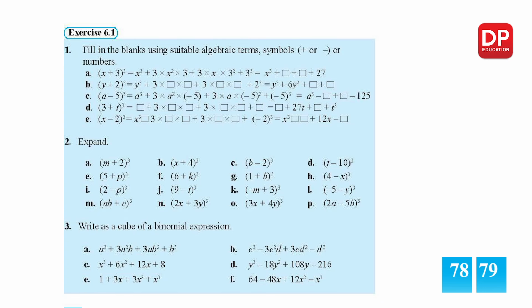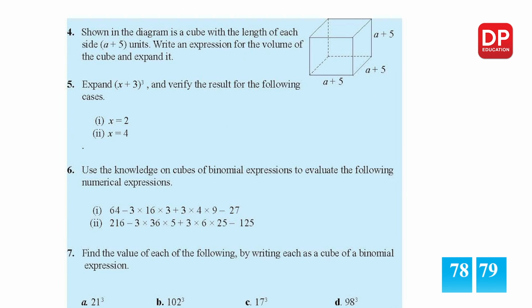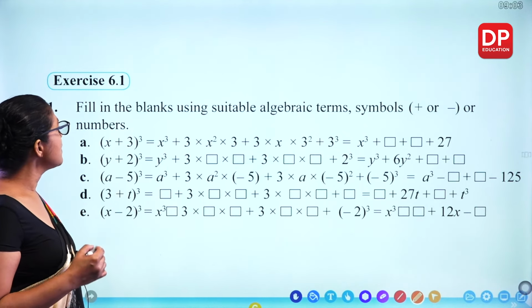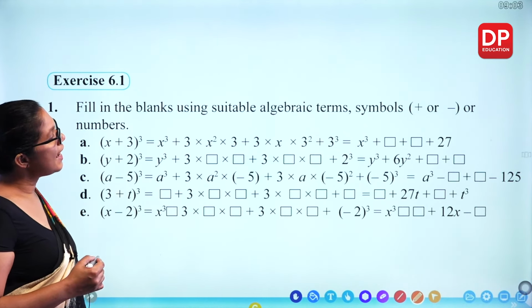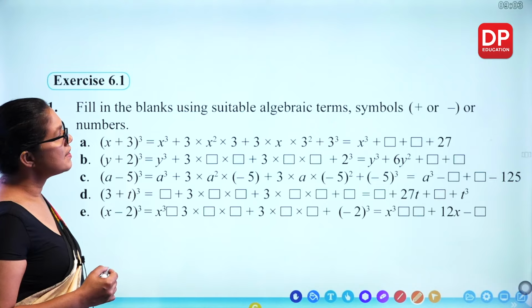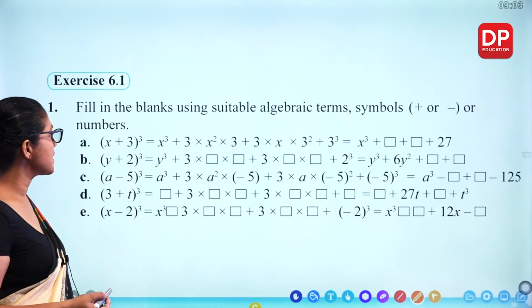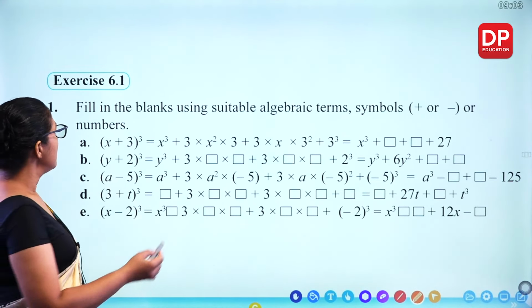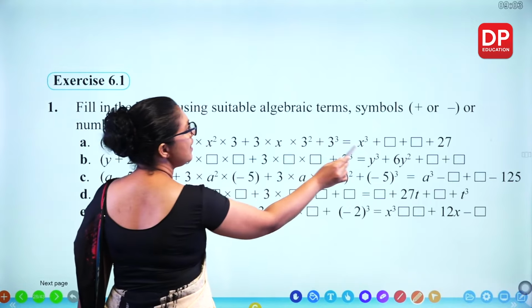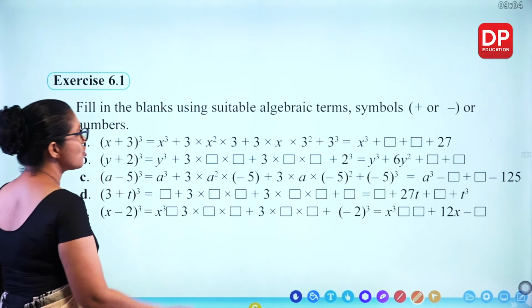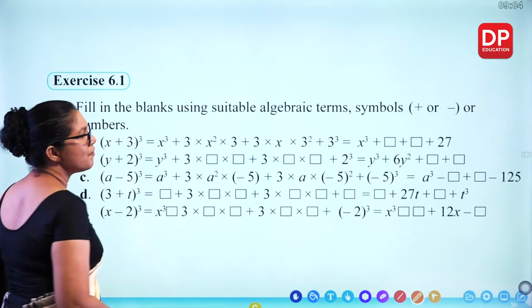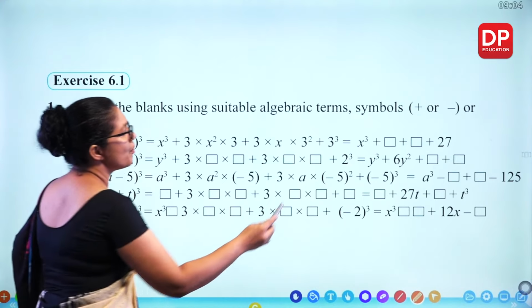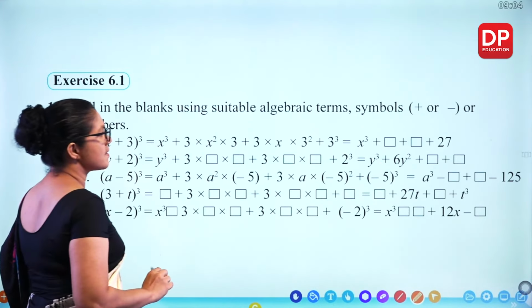Now we'll look at exercise 6.1 in your textbook. It says fill in the blanks using suitable algebraic terms, symbols, plus or minus, or numbers. So here the first few terms are given and you need to just expand and fill those two boxes.